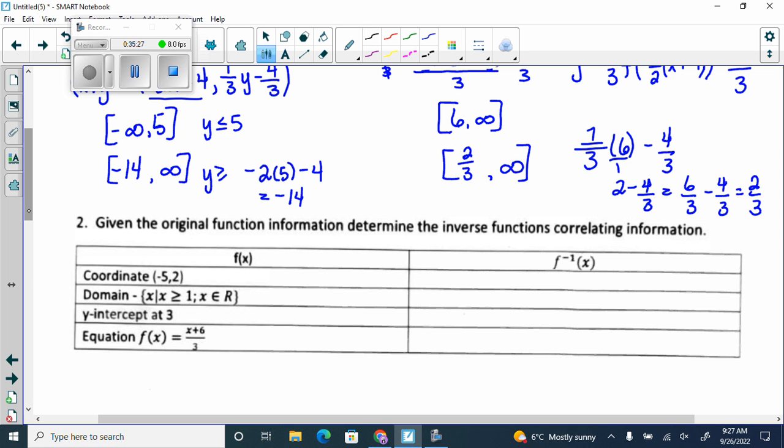So if the coordinate is negative 5, 2 on the original, it's going to be 2 and negative 5 on the inverse. The x just becomes the y and the y becomes the x. No negations change or anything like that. The domain of the original becomes the what of the inverse? The range, because the x's become y's.